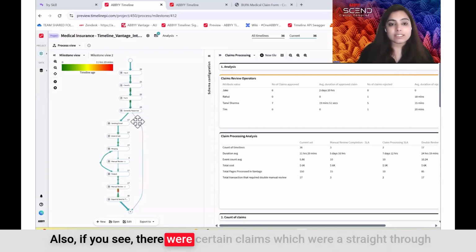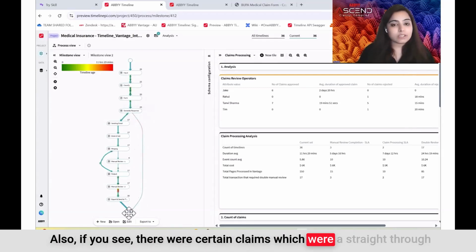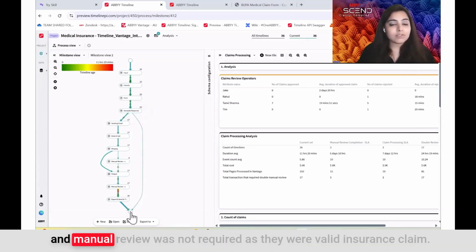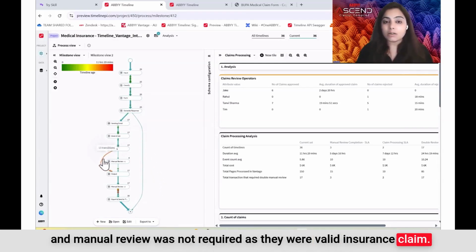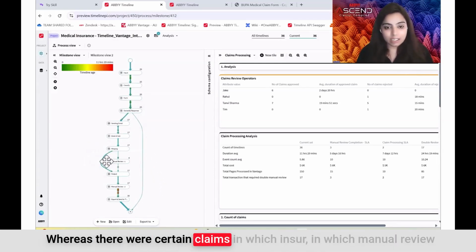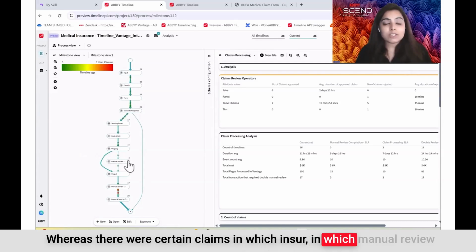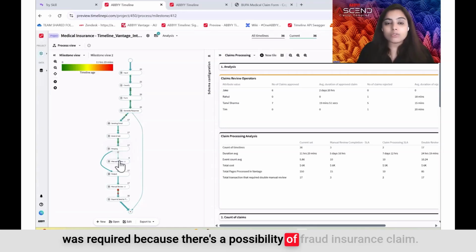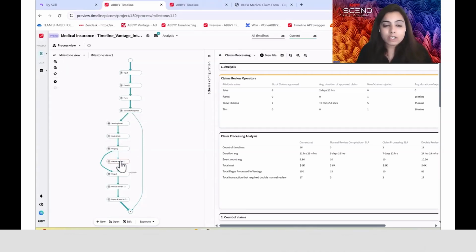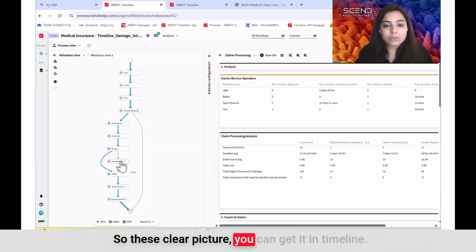Also, if you see, there were certain claims which were straight through and manual review was not required as they were valid insurance claims. Whereas there were certain claims in which manual review was required because there's a possibility of a fraudulent insurance claim. So this clear picture you can get in Timeline.